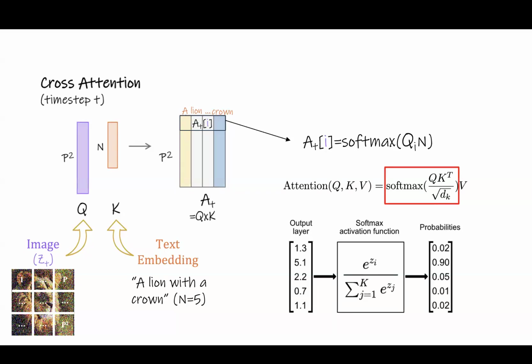So we use softmax to turn these into probabilities. And then each one of these rows defines a distribution over the tokens. Which tokens are similar to the patch and which are not? Questions so far? No questions.